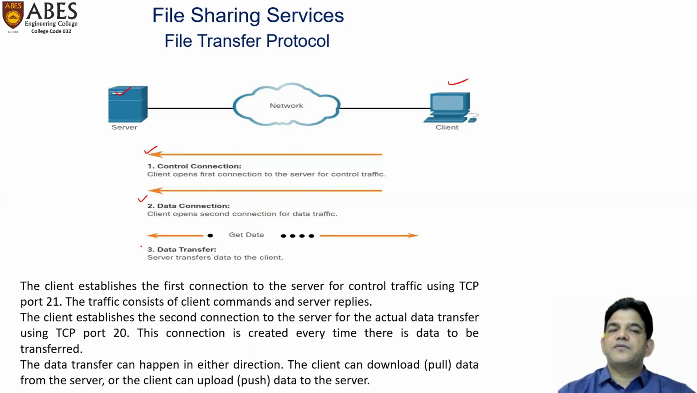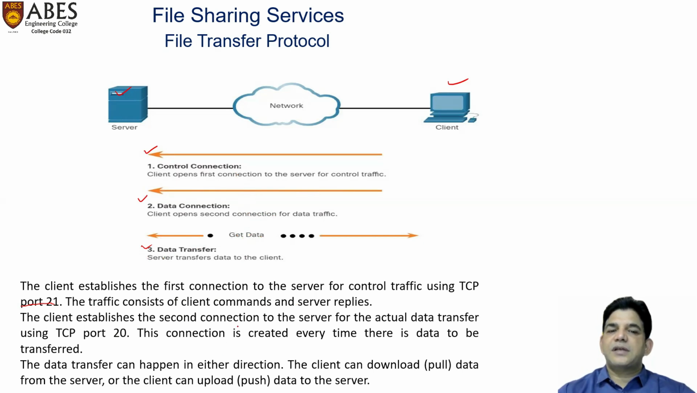Third, the data transfer starts from the server and transfers data to the client. First, we have to open the control connection, which we open with port number 21. The traffic consists of the client commands and the server replies, that means what kind of control commands we can pass to the server.